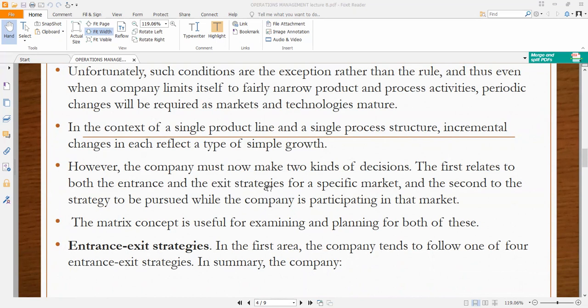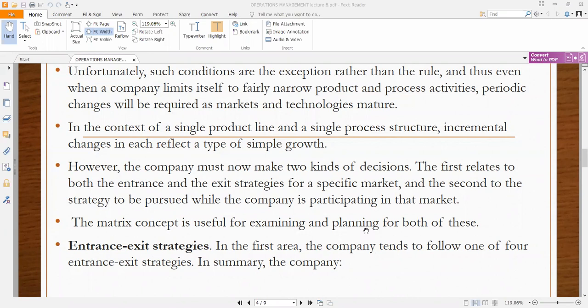Now, of course, as we do this, these two decisions are very, very important. The first decision that the company has to make, the first one, we are saying the first decision is what? It relates to both the entrance and the exiting what?